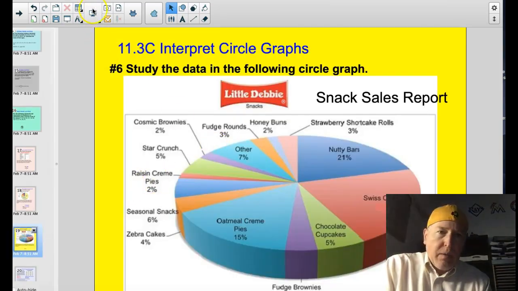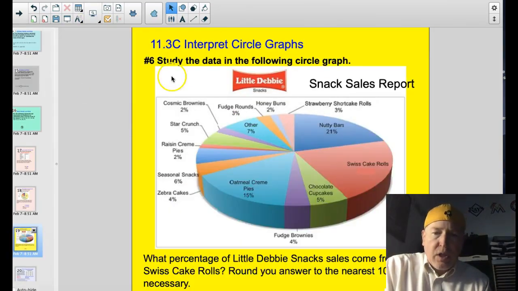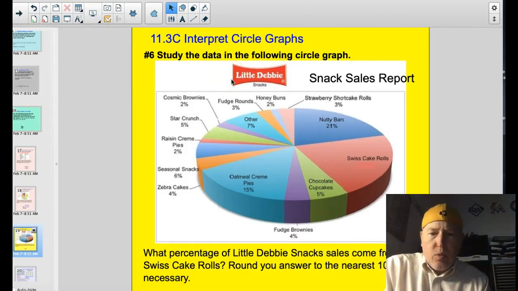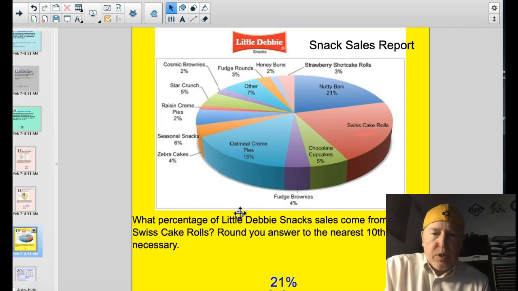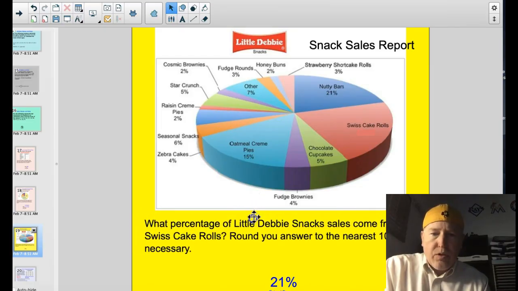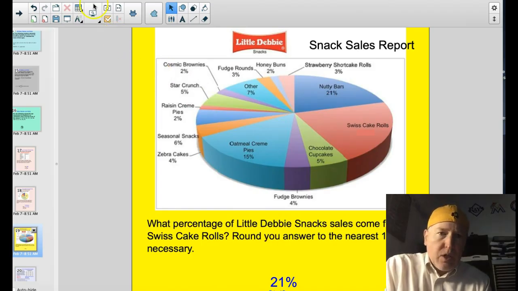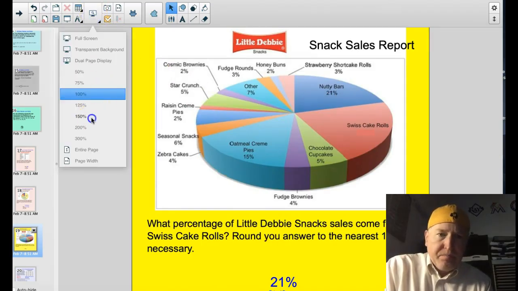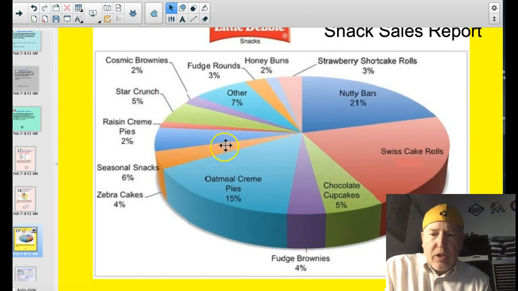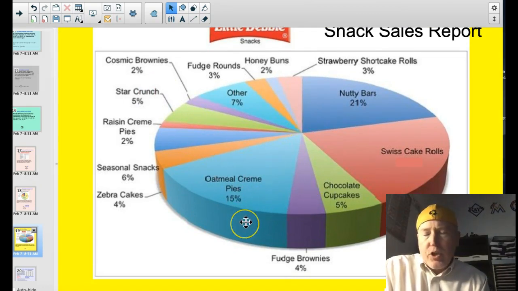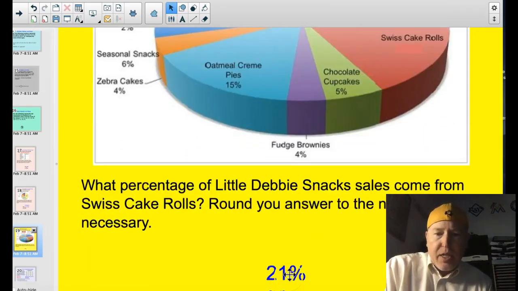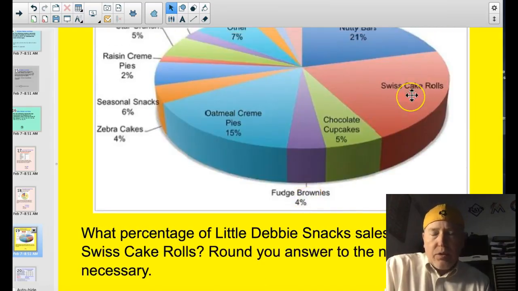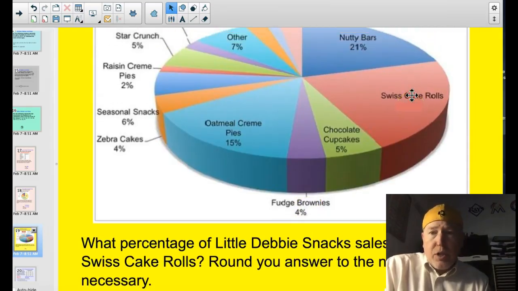Finally, the Little Debbie one. I'm going to make this just a touch smaller so it fits a little bit better. Little Debbie's: what percentage of the Little Debbie snack cakes come from Swiss cake rolls? Round your answers to the nearest 10. On this one, let's go back to the big one. I would just add all of these percentages up all the way around. If you do that, I believe you're going to get 79%. So if you take 100% and subtract that 79%, you'll find that the Swiss cake rolls, which is by far the best, would be 21%.